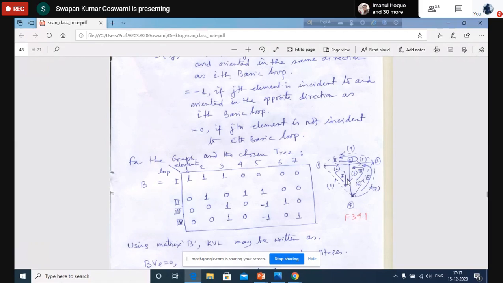You match it. Can anybody identify? Everybody, could you understand how to form the basic loop and how to form this B matrix, the loop to element incidence matrix? Is it clear or not?